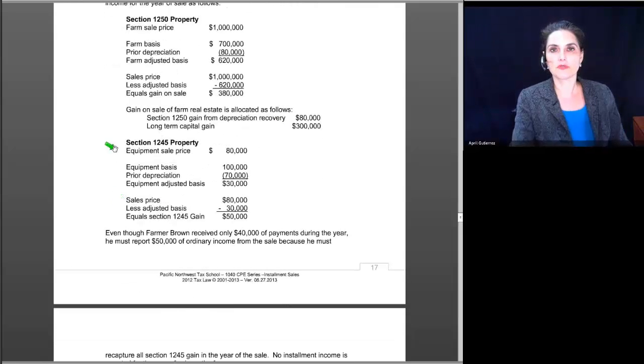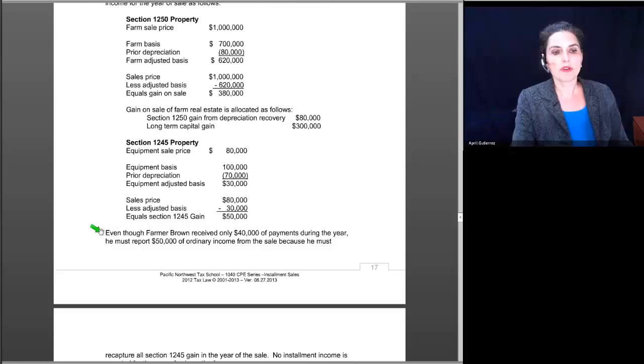We then look at the Section 1245 property. The equipment sales price is $80,000. The equipment had an original cost of $100,000, but prior depreciation has been $70,000, giving the adjusted basis of the equipment down to $30,000. We take the sales price of $80,000, subtract out the adjusted basis, and we have a Section 1245 gain of $50,000.